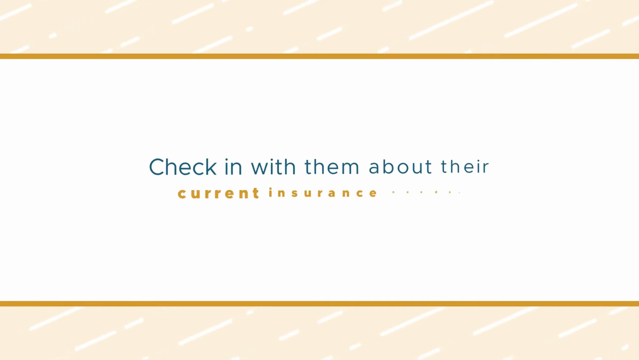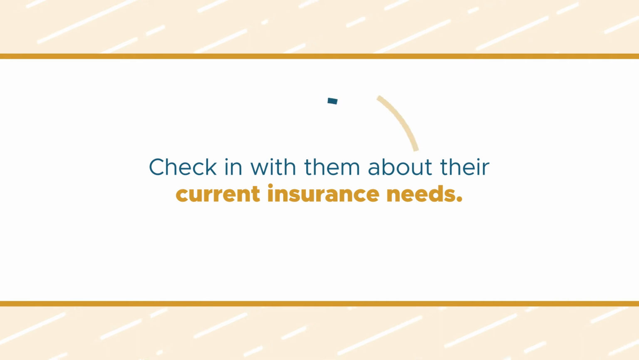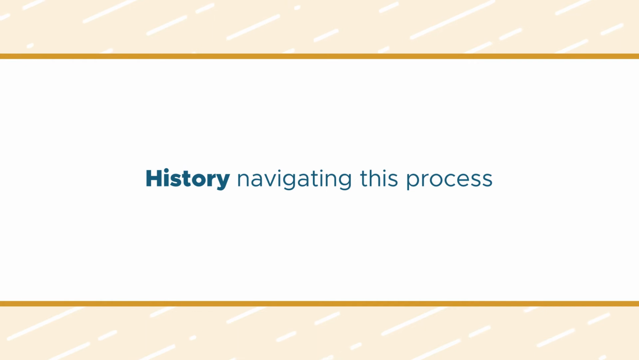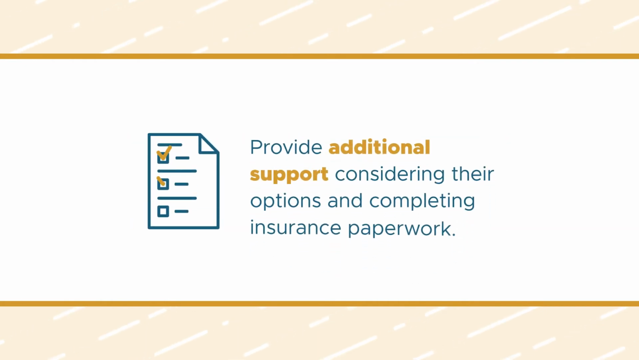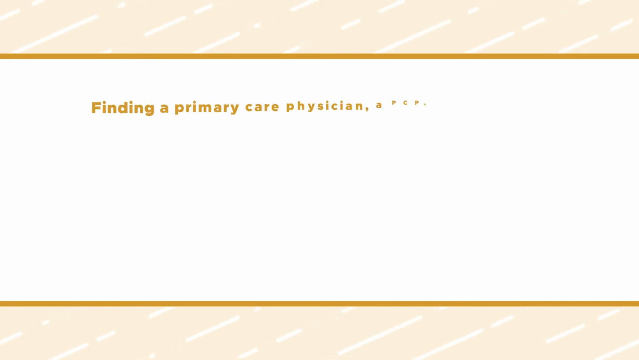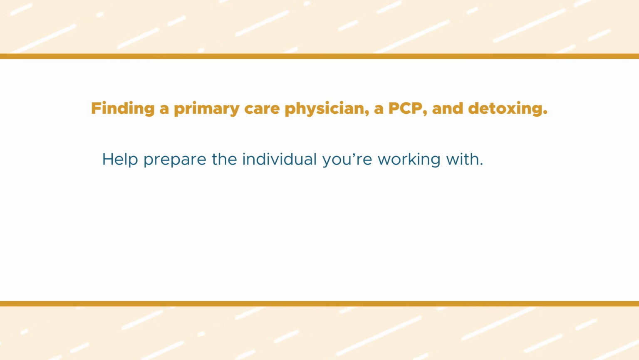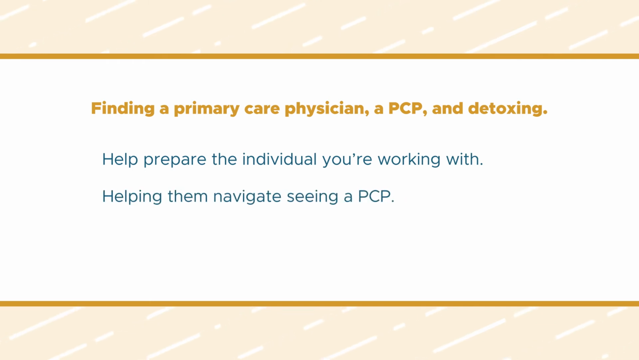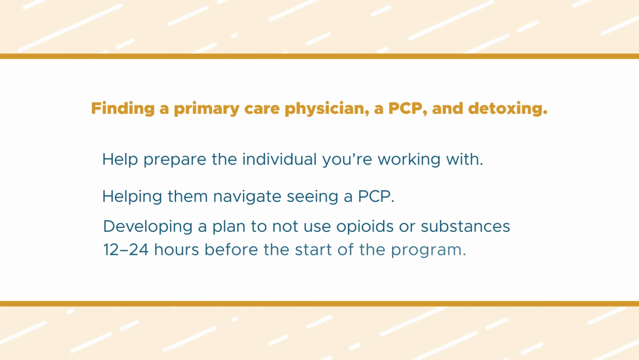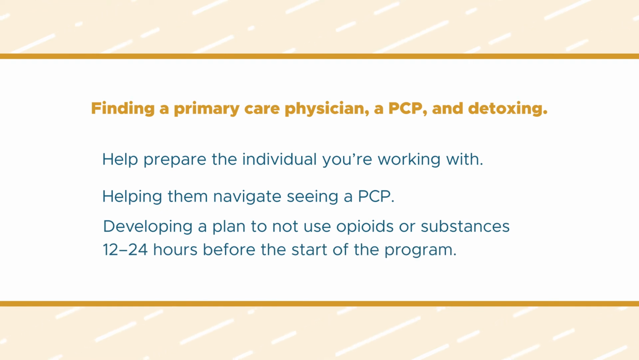You'll need to check in with them about their current insurance needs, and if they don't have insurance currently, then their history navigating this process. If they don't know how to navigate this process, you'll need to provide additional support considering their options and completing insurance paperwork. Based upon the enrollment criteria of the MOUD provider, you might have to help prepare the individual you're working with. This might include helping them navigate seeing a PCP first and developing a plan to not use opioids or substances 12 to 24 hours before the start of the program.